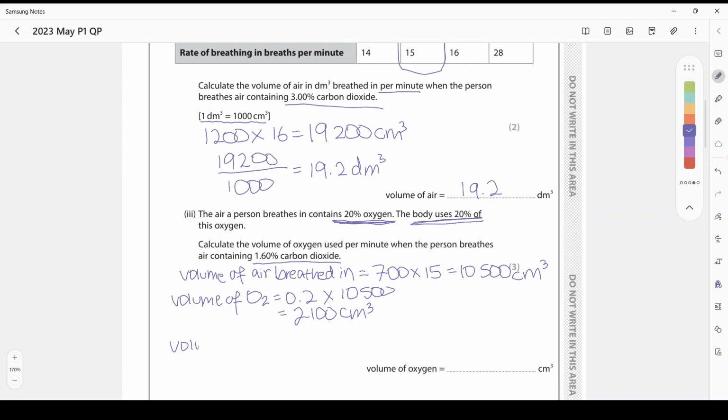And lastly, the second sentence is the body only uses 20% of that oxygen. So volume used by body. So we would do 20%, so that's 0.2 times 2,100, and that'll give us 420 cm cubed. All right, 420.